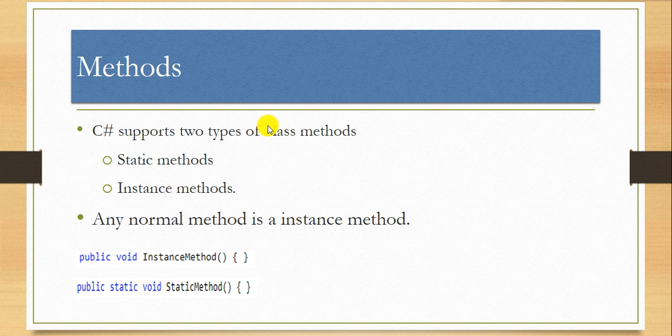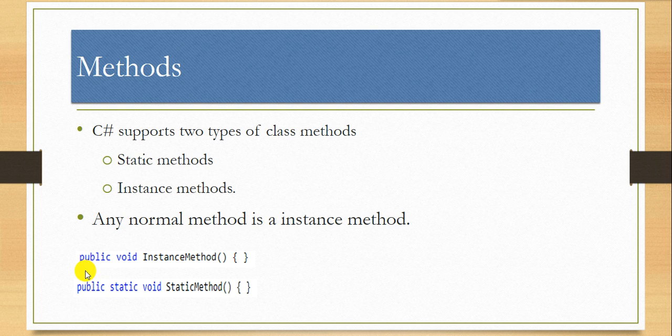So C# basically supports two types of class methods. They are, which you will already be familiar with, static methods and instance methods. Any normal method is an instance method. So here I've declared a method.